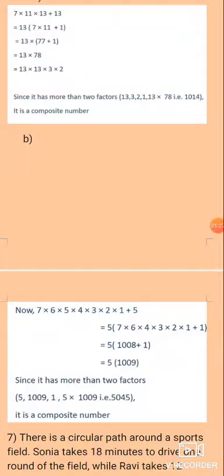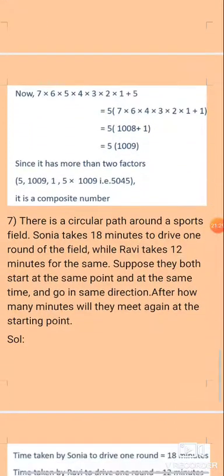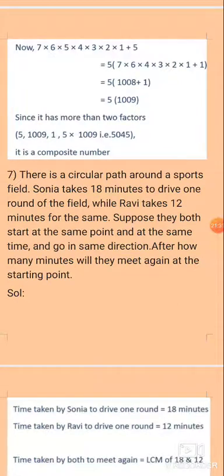Okay, now the last question, listen carefully. This is also a simple one. There is a circular path. A word problem is there, same type as in the first exercise. Here also only 1 word problem in the textbook. There is a circular path around a sports field. Sonia takes 18 minutes to drive 1 round of the field, while Ravi takes 12 minutes for the same.